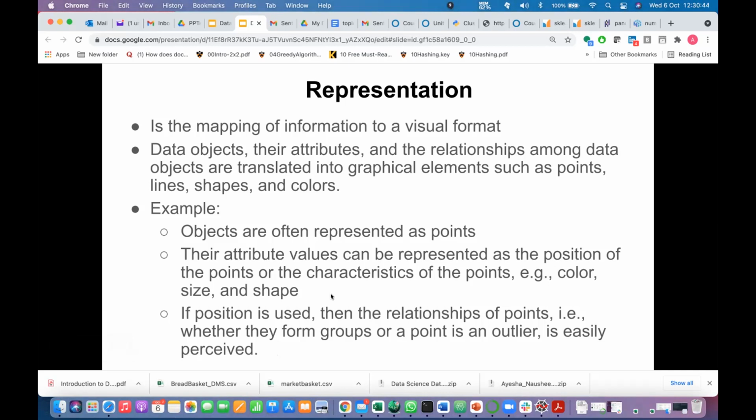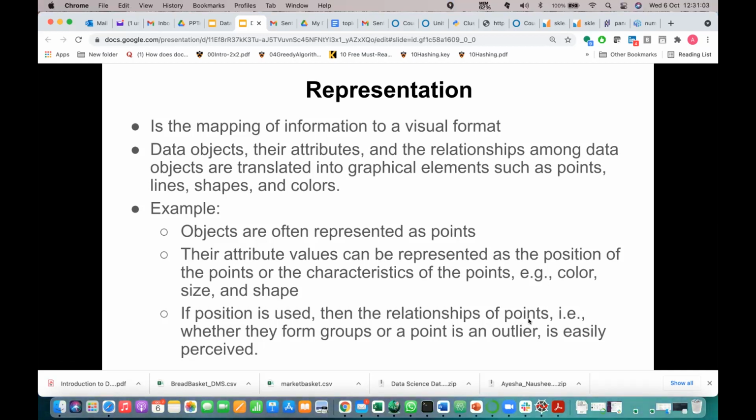Like that also people will use their size matter. Then shape. So if you want to represent the different classes, then they put different shapes. So visually they want to identify or map the original data to graphically identifiable objects. If position is used, then the relationships of points, that is whether they form groups or a point is an outlier, is easily perceived. So if you take the position, meaning exactly the mapping is equal to where they are located, then finding outliers becomes easy.